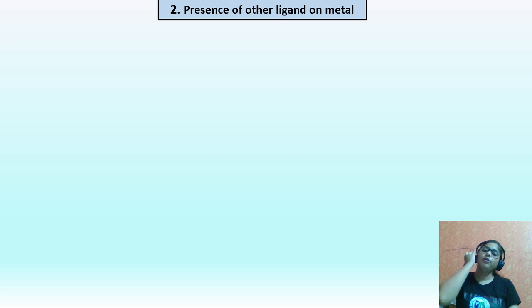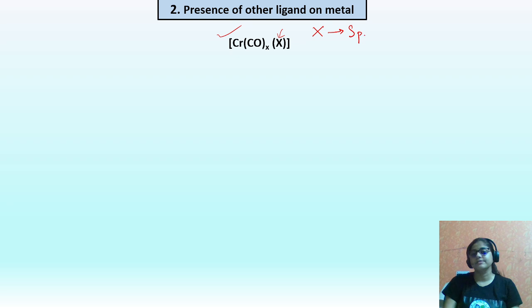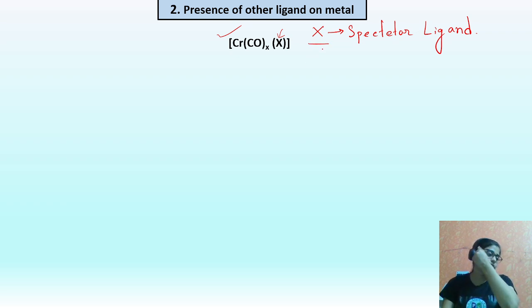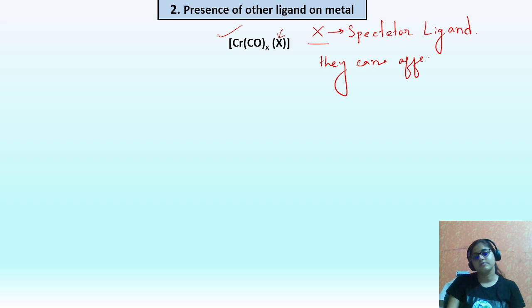Now, another important thing which can affect the metal to carbonyl back donation is the presence of other ligands on the metal. When we are talking about a heteroleptic metal carbonyl compound, another ligand can be present. These kinds of ligands are called spectator ligands. They don't have any direct effect on the metal to carbonyl back donation, but they can affect back donation indirectly.